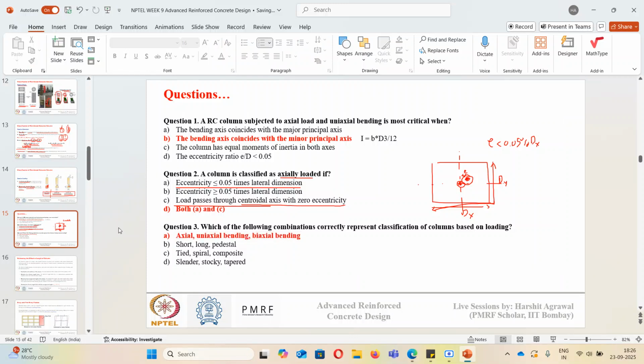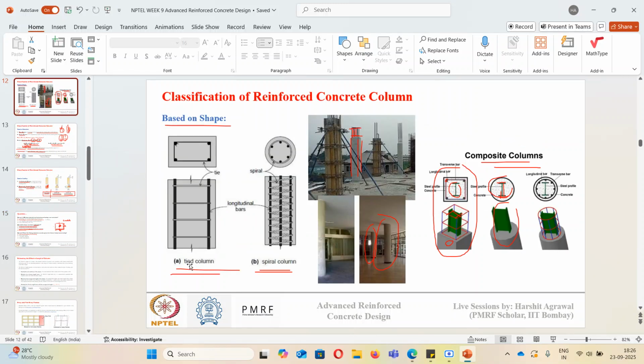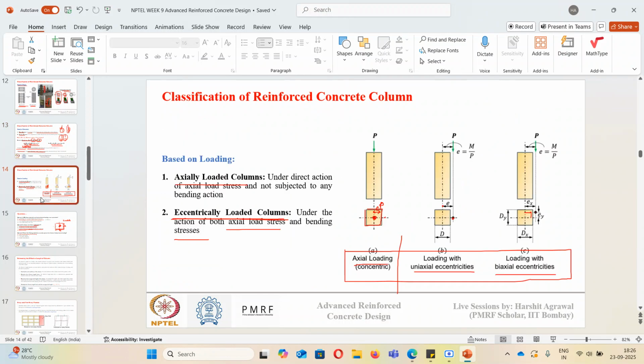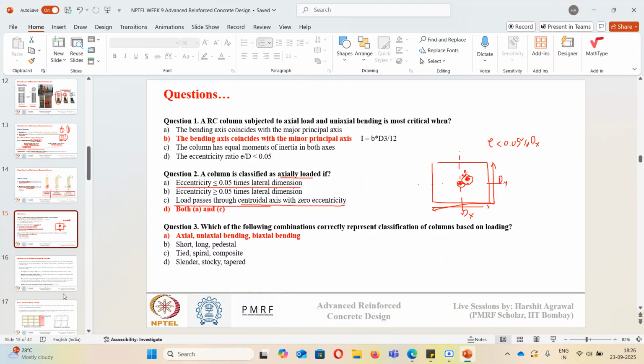So that if anyone asks you how you are classifying a column, there are three categories: based on shape, based on dimension, and based on loading. For each of these classifications, design is done differently. We'll see today how design changes for a tied column and a spiral column. Today we are focusing on short columns, later on we'll focus on slender columns also, and then we'll combine slender columns with eccentric loading. For each of these categories the design methods change, so it is important to understand each of the types very carefully. Any doubts in the discussion till now?